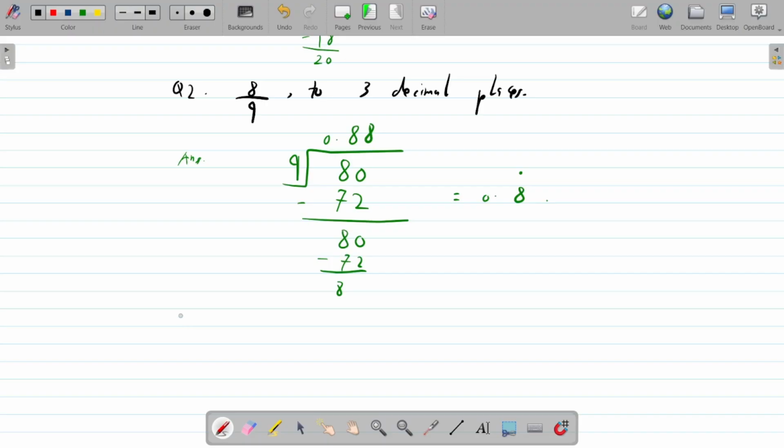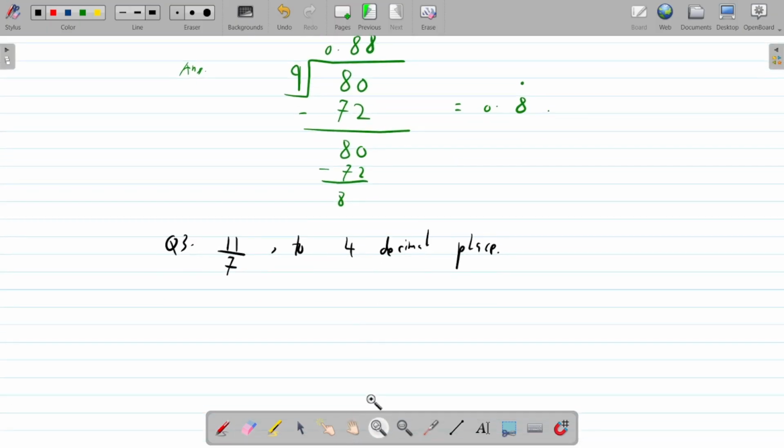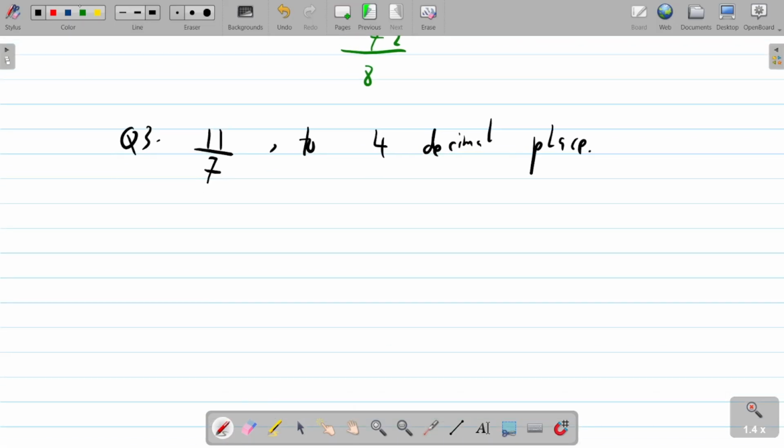Now, let's see another question. Question number 3. Let's say 11 divided by 7 to 4 decimal place. Okay, do this, and again, just make sure to recheck, then tell me. See, question number 3. Let's write down our 11 goes inside, 7 is outside. Okay, now what do I multiply with 7?